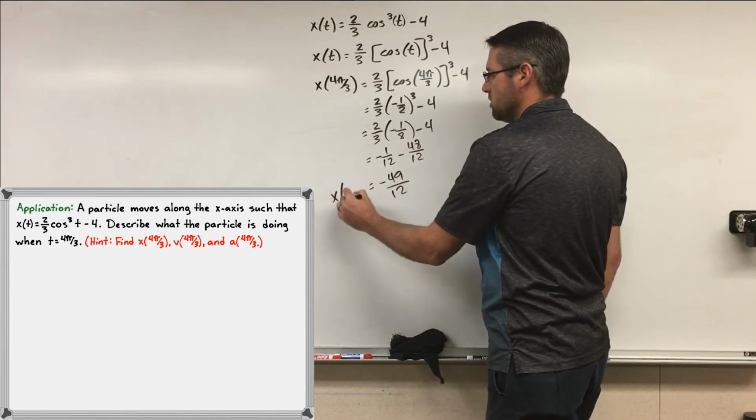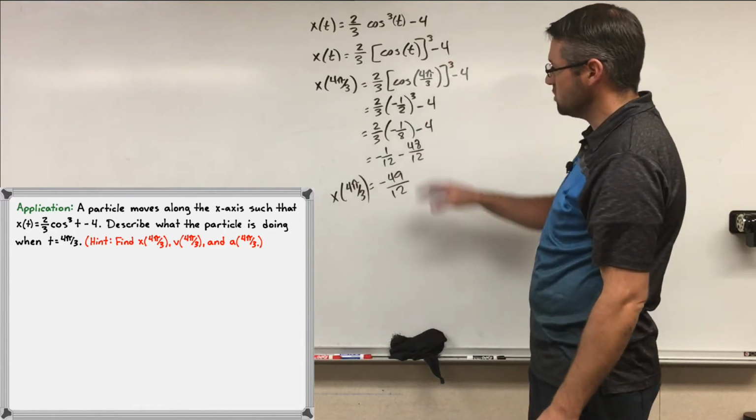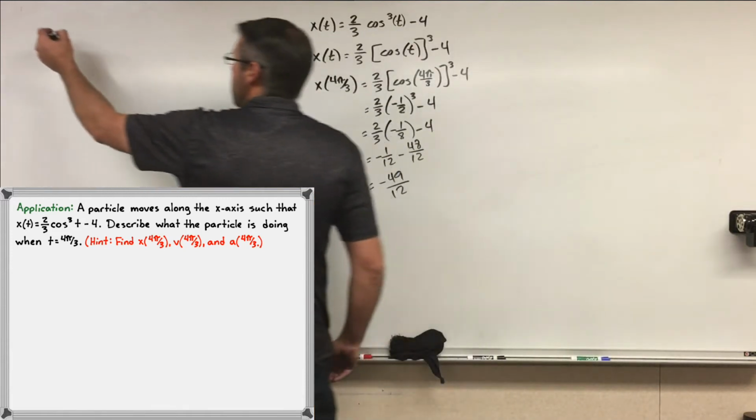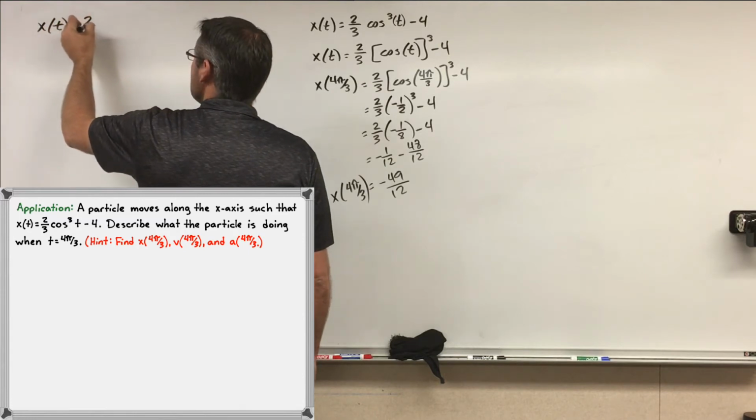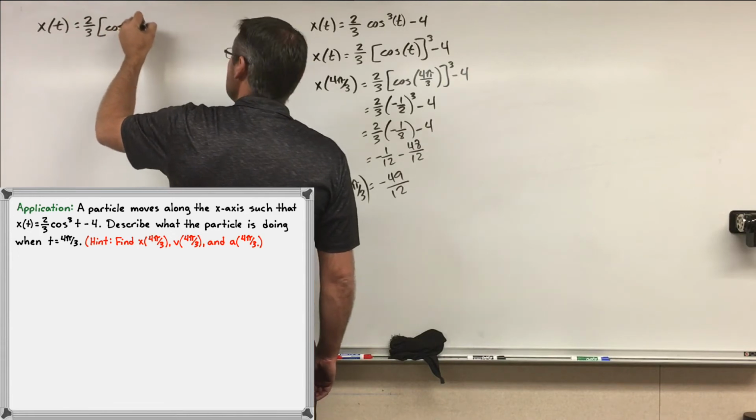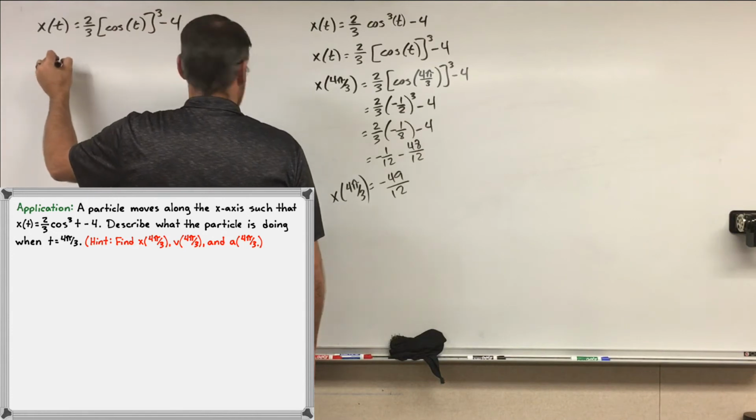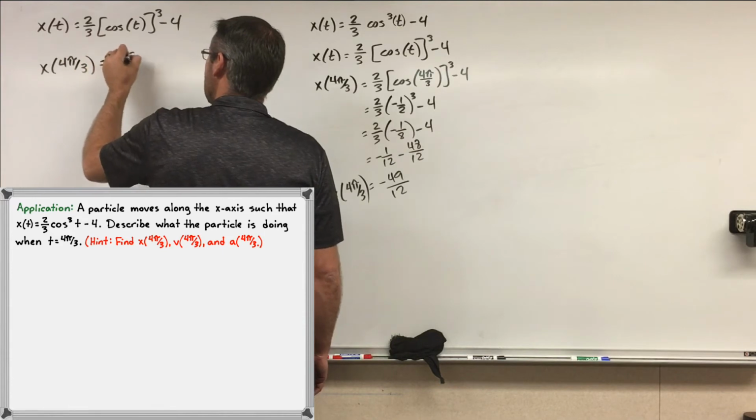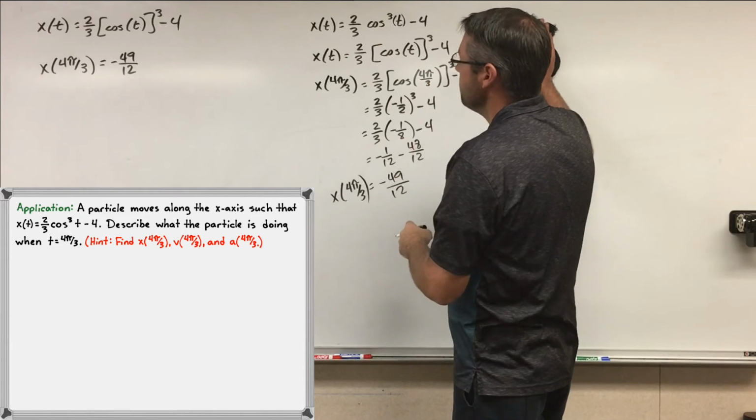That's my position. Boy, that was a lot of work just to find the position. So that's the position, just plugging it in. The main thing is that I know that the position is negative. I'm going to go ahead and write that down over here so I don't forget about it: 2/3 cosine of t to the third minus 4, and I know that x of 4 pi over 3 is equal to negative 49 over 12. I hope I didn't make a mistake in that. Okay, so that's my position.